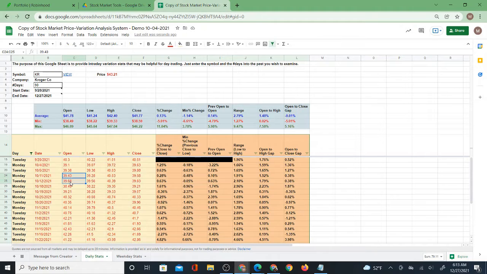Another Monday, Tuesday, I see that increase. Another Monday, Tuesday, I see that slight increase. I see it here again. 40.14 to 40.75. This one was 40.32 to 40.35.